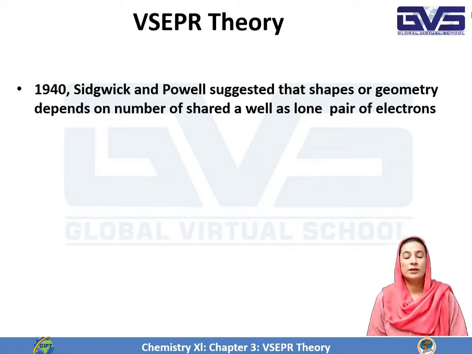Shared electron pairs are those that participate in the formation of the bond, shared by two nuclei. So basically, geometry depends upon these shared electrons as well as the electrons which do not participate in sharing or in the bond formation, that are called the lone pairs of electrons.